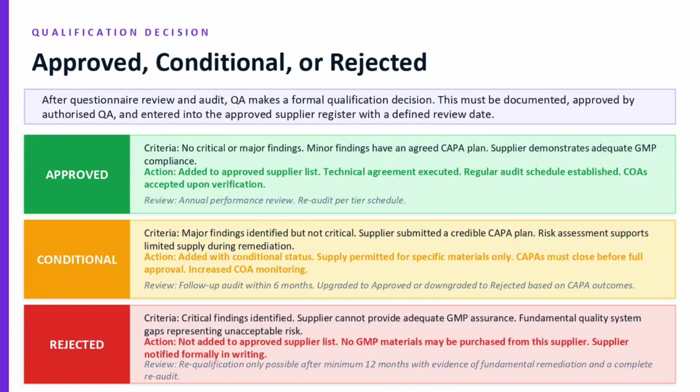Rejected. This status is given when critical findings are identified, when the supplier cannot provide adequate assurance of GMP compliance, or when there are fundamental quality system gaps that represent an unacceptable risk to your product quality. The supplier is not added to the approved supplier list. No GMP materials may be purchased from this supplier. The supplier must be notified formally in writing. Requalification is only possible after a minimum of 12 months and upon credible evidence of fundamental remediation, followed by a complete re-audit.